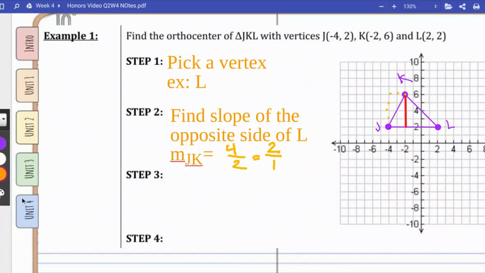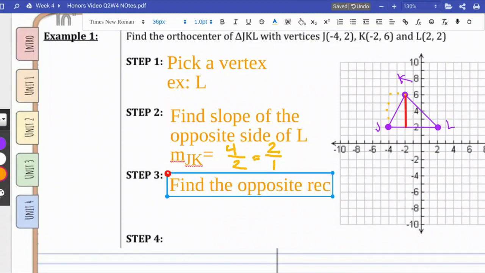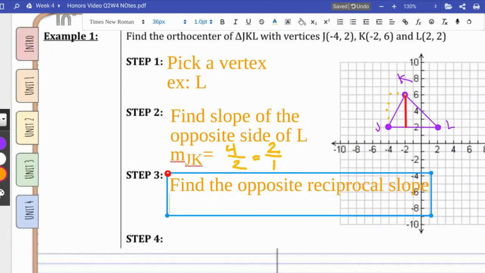Well, what do we have to do to that slope? Since we know that if it extends from point L to JK, it has to be perpendicular. So we have to find the opposite reciprocal slope. So my new slope is going to be -1 over 2. Have fun.